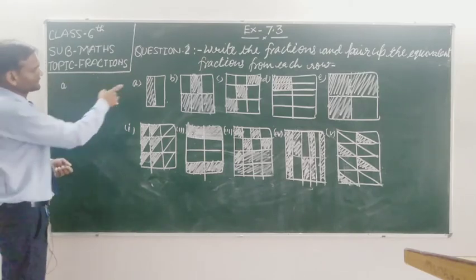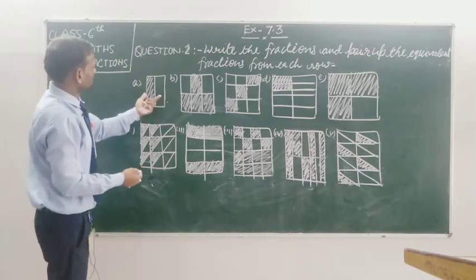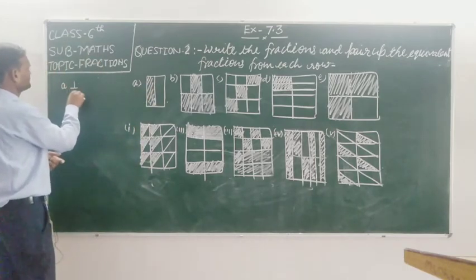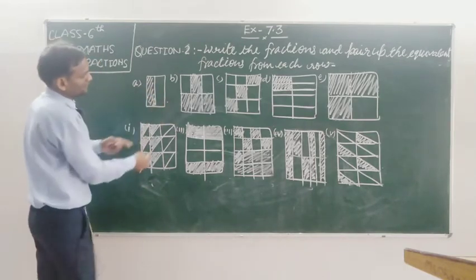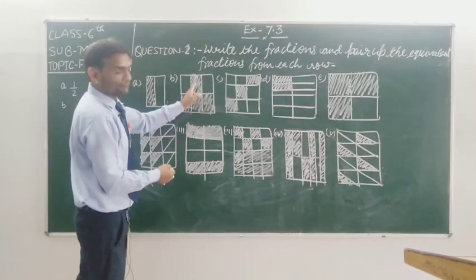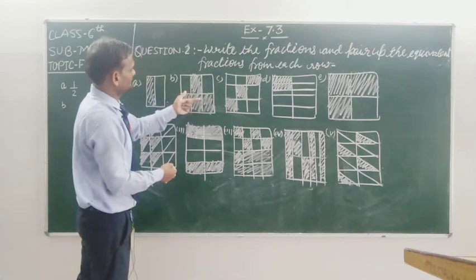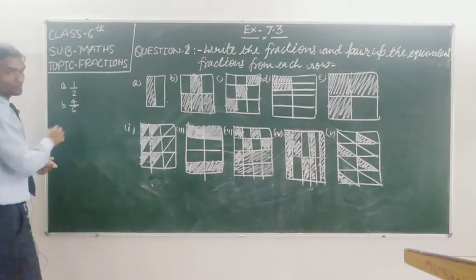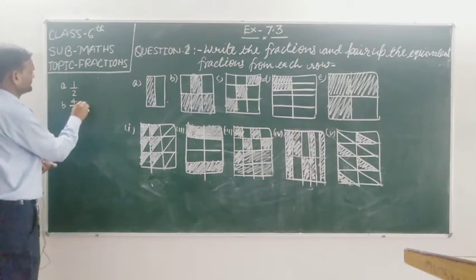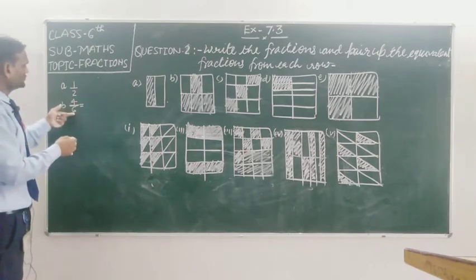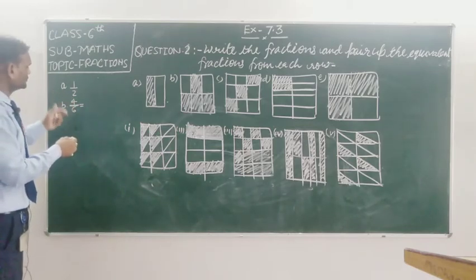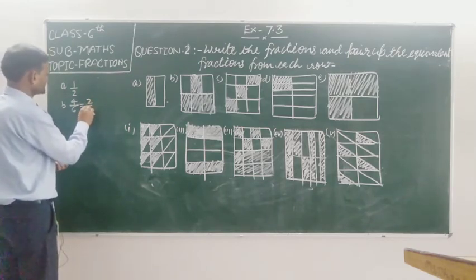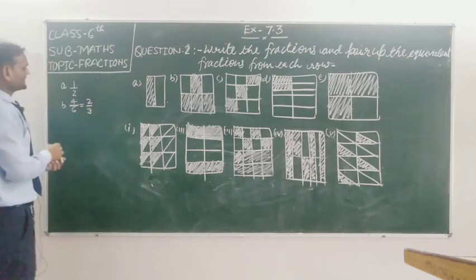A, for figure A, we can write the fraction for the shaded portion is 1 by 2, and B, 1, 2, 3, 4, 4 parts are shaded out of 6. Then we can write the fraction for shaded portion 4 by 6, and when we make it in simplest form, we divide 4 and 6 by 2 because 4 and 6 are in the table of 2. So we get 2 2s are 4 and 2 3s are 6, 2 by 3.